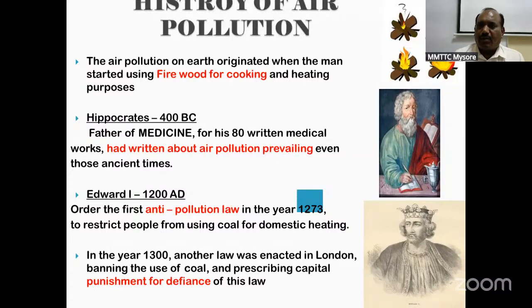Edward I, in 1200 AD, ordered the first anti-pollution law to restrict people from using coal for domestic heating. In the year 1300, another law was enacted in London, banning the use of coal and prescribing capital punishment for violation of this law. So that means air pollution is not new, it started long back, but the level of air pollution, the level of concentration, is new.